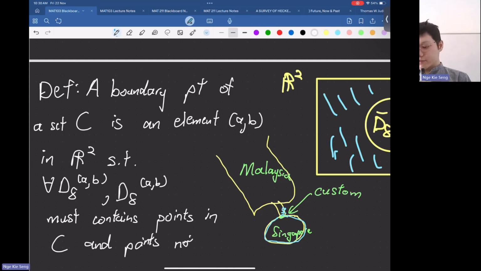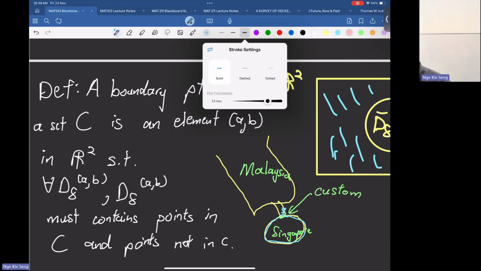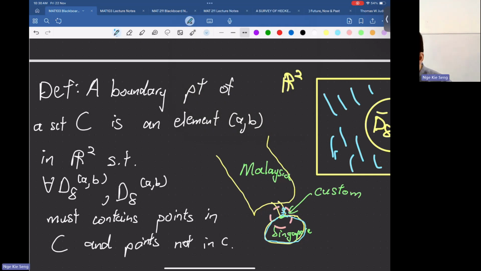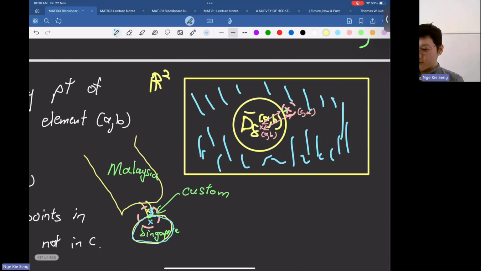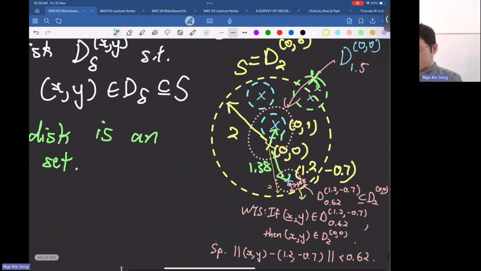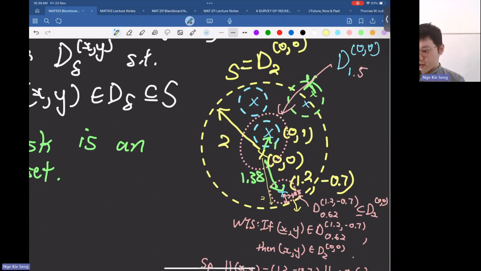一点点你就出去了。来，我们画一个 ball around 这个边界。It must contain points in C and not in C. 这边过来就有黄的、蓝的，过去就有黄的，这样才是个 boundary point。For example, 我们回来这个 open set，你可以问你自己，is this red point a boundary point or not?